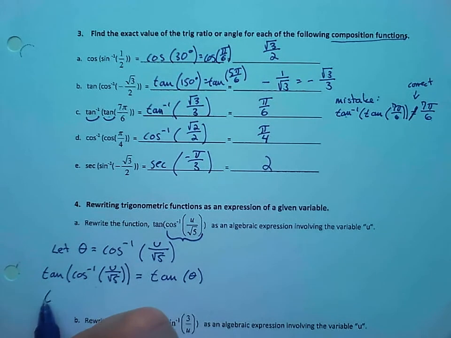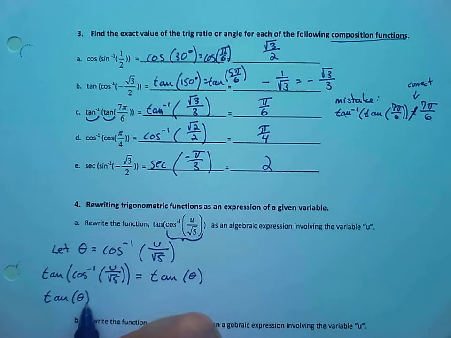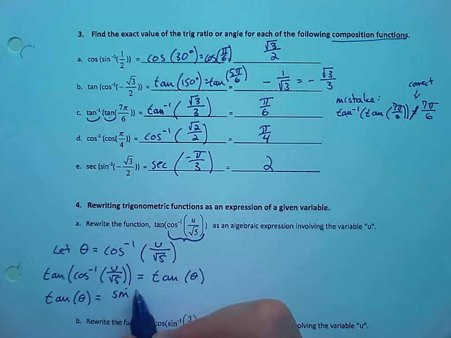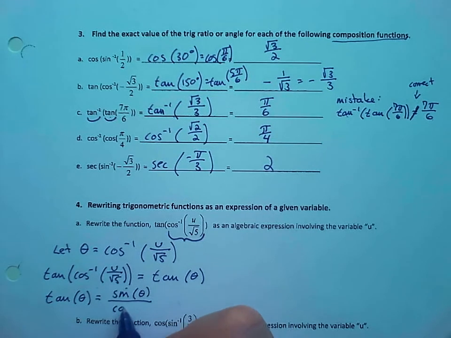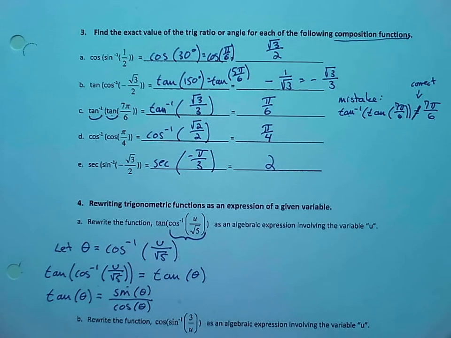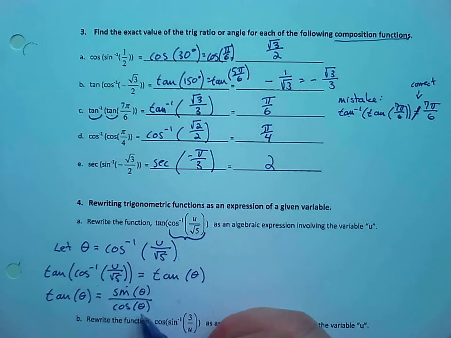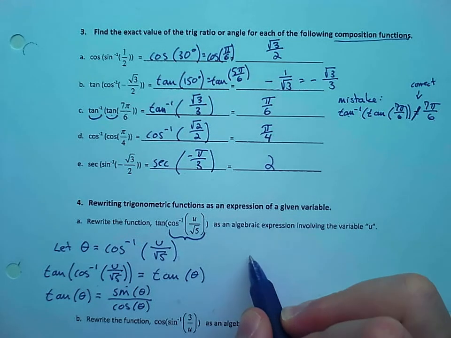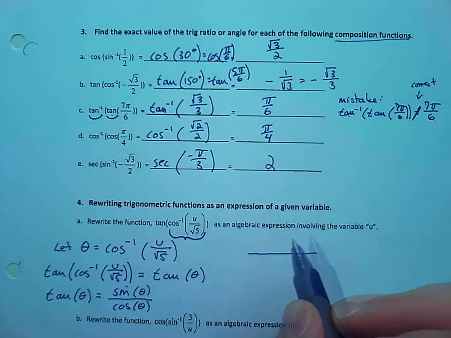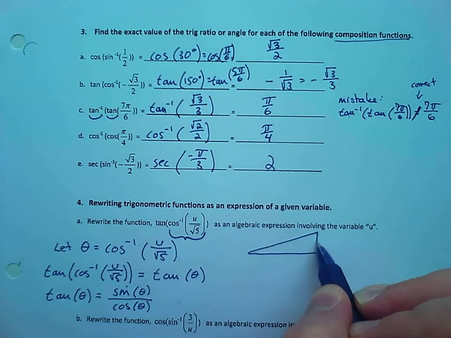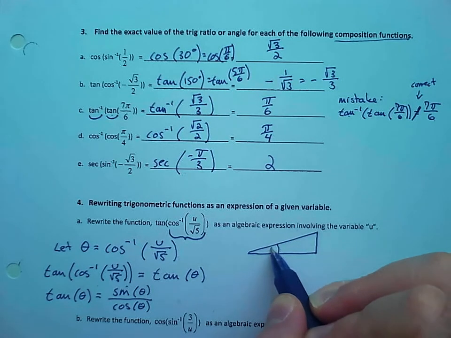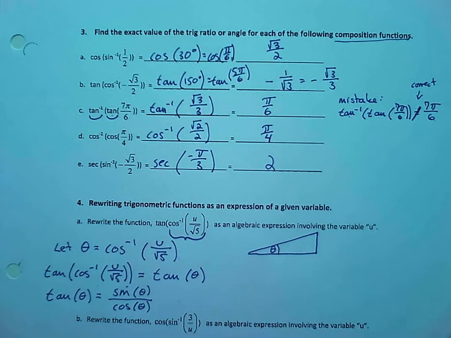Now let's try to work with this, tangent of theta. Well, we know that the tangent of theta is the same thing as the sine of theta divided by the cosine of theta. And let's try to figure out what the sine of theta is and the cosine of theta is. Let's take a look at it over here. If we have our triangle, and if we call this angle right here theta, then one of the things that we know is what?